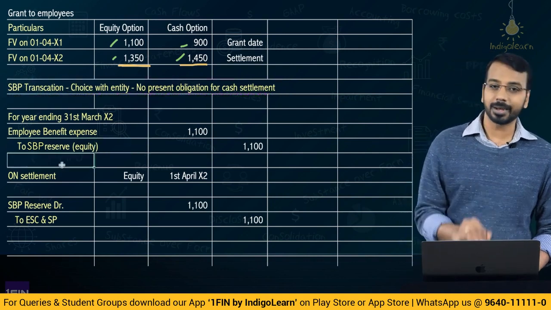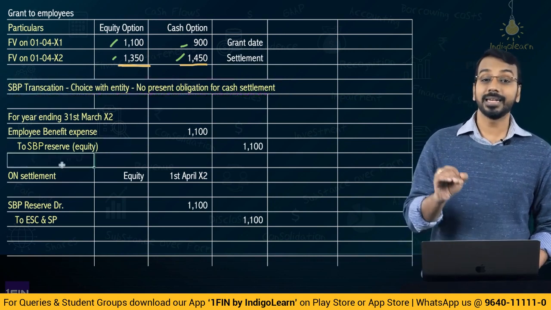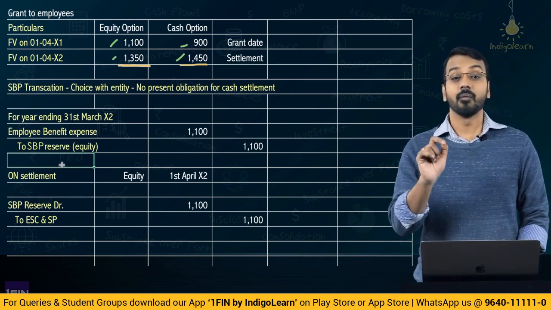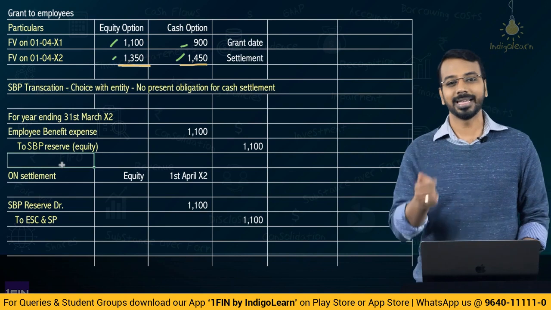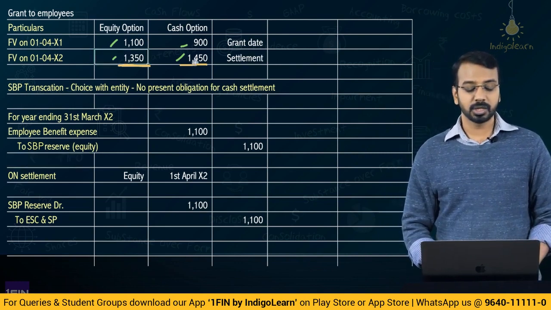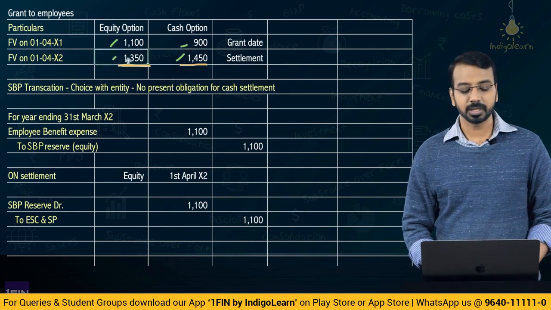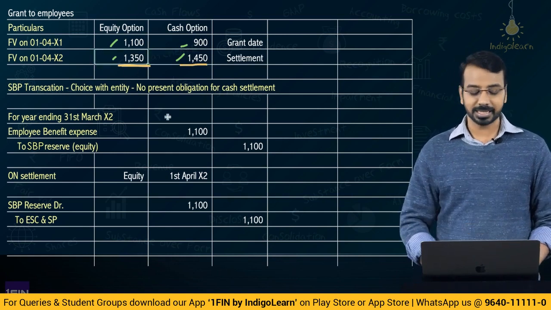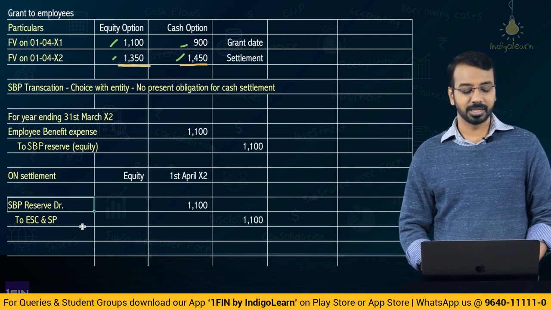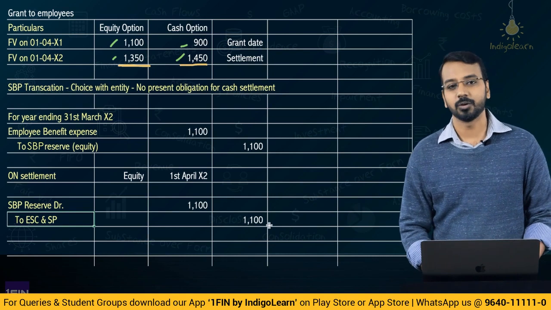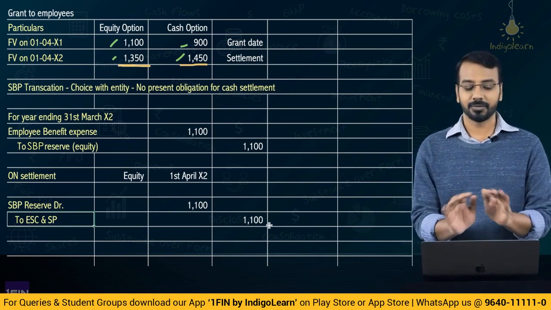Then on the settlement date, whenever the entity has a choice, you have to first check whether the settlement is based on a higher value or the lower value. Now here, the equity option is lower, the cash option is higher, and because it is settled at a lower value, in that case the entity will just debit the reserve, that is the equity, and credit equity share capital and securities premium account, right? That is the first thing.